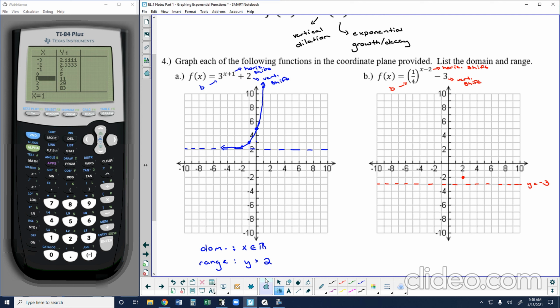Now this is an exponential decay. So to the right, it's going to get closer and closer to my horizontal asymptote. To the left, it's going to get further and further away. So if I go to the right one, this would be 1/4 to the first power, which would be 1/4 unit from the horizontal asymptote. If I move over another line to the right, this would be 1/4 to the second power, which would be 1/8. And then 1/16 would be the next line over, and so on and so forth.